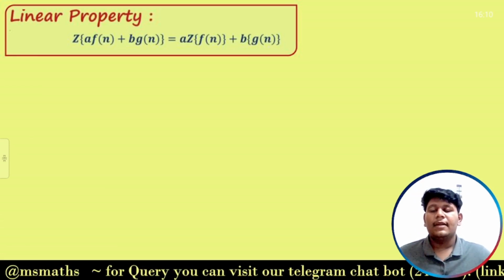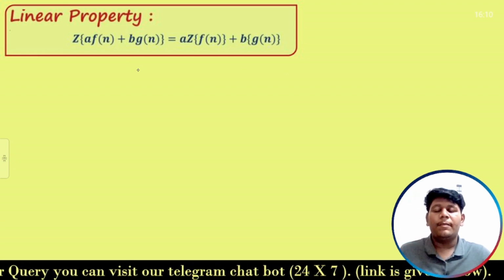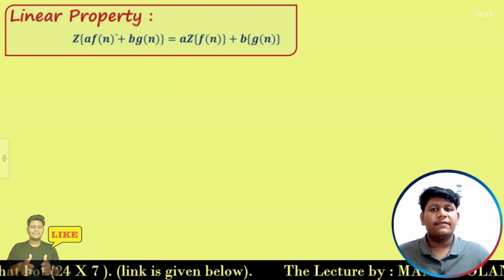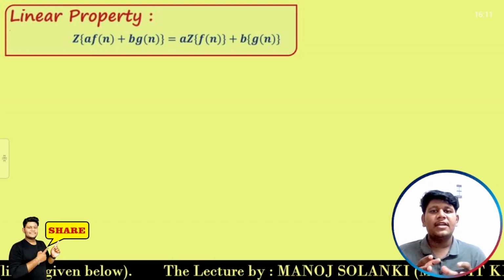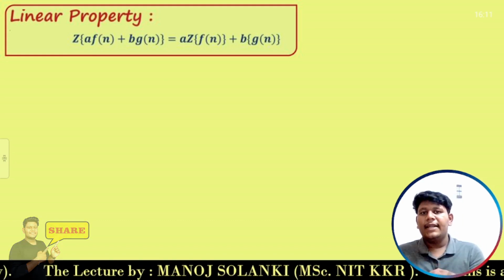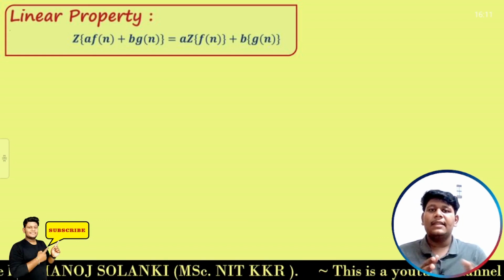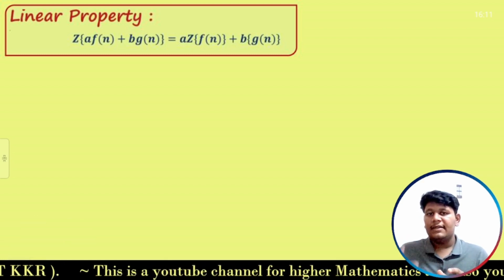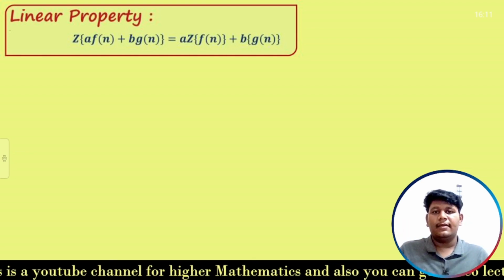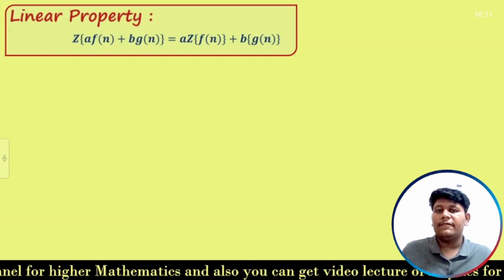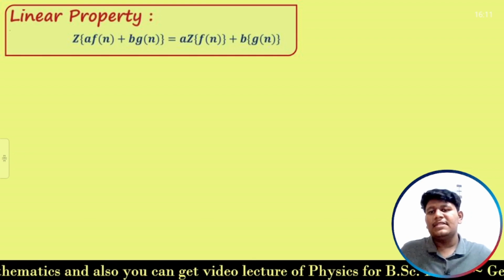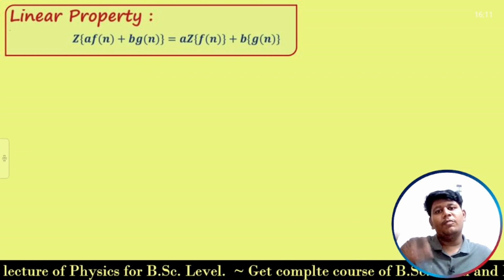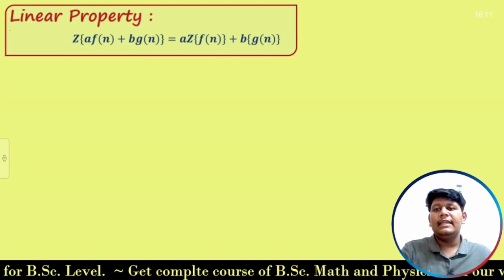The linearity property says that if you are adding two functions and applying the z transformation after adding, that is equal to first finding the z transformation of each function and then adding all the results. Basically, whether you calculate the z transform after the addition or before the addition, the result is equal. This is the linearity property.